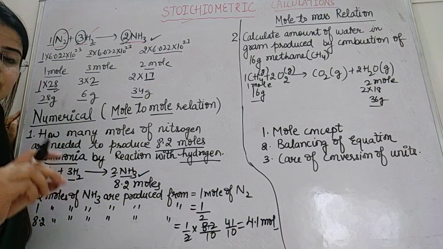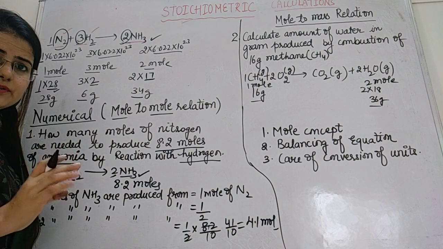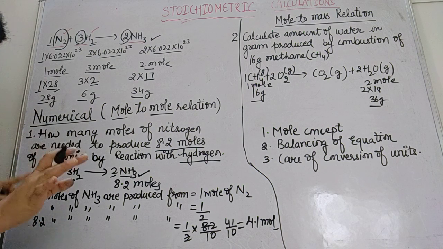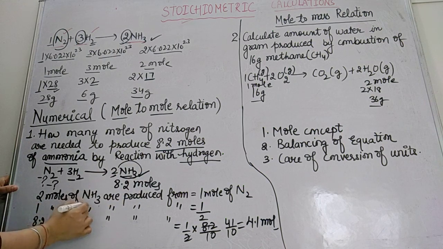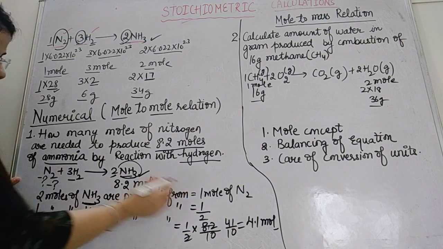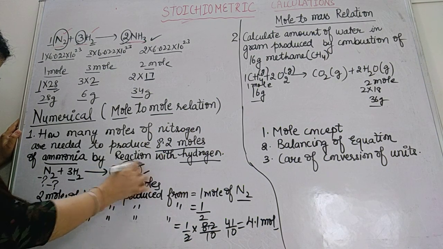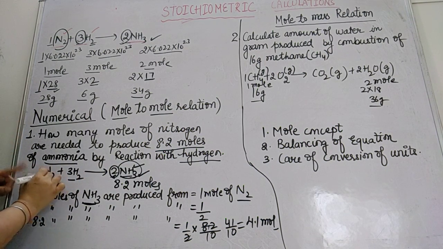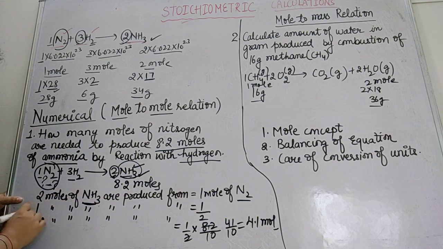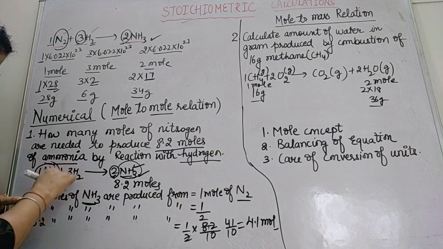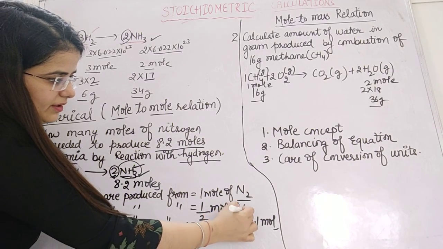But remember one thing, to solve these numerical problems you should know the balancing of equations. If you know the balancing only, then you can solve the numerical. So here you will write that 2 moles of ammonia are produced from 1 mole of nitrogen. You can compare here, these 2 moles of ammonia will give rise to 1 mole. They are produced from 1 mole of nitrogen. I will go with the unitary method. So 1 mole of ammonia will be produced from 1 by 2 mole of nitrogen, right?